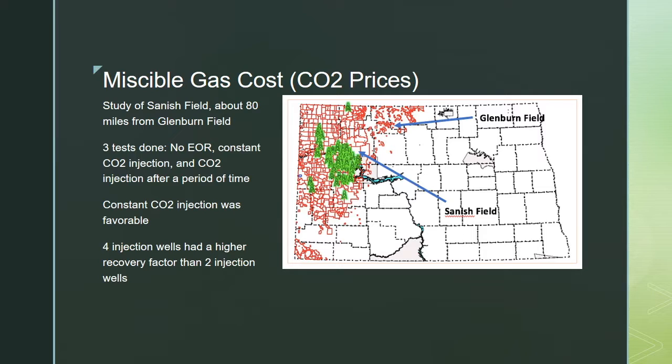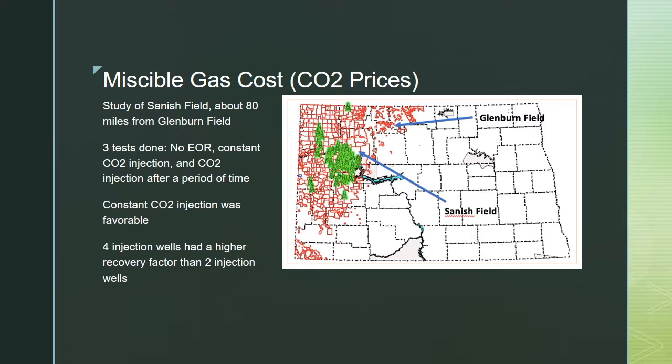So the wells reached 50 barrels per day within a 30-year period with no EOR. Two more tests were done: constant CO2 injection, and then waiting and then injecting CO2. They found that the constant CO2 injection was more favorable for this field, and that when you drill 4 injection wells in this area compared to 2, the recovery factor was 30 instead of 18.